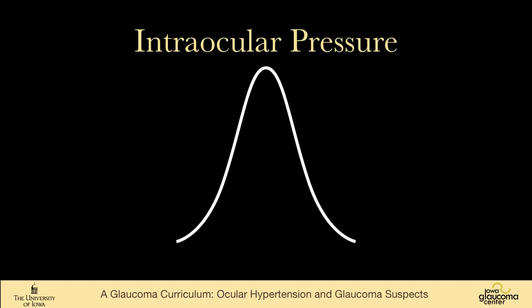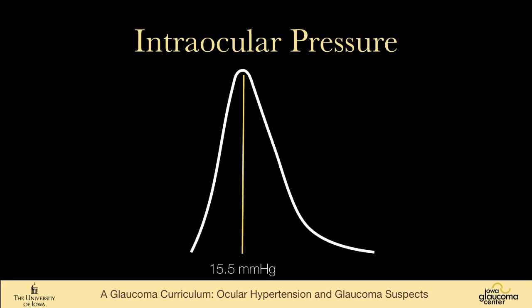So this is what we might imagine the bell-shaped curve would look like, with the peak at 15.5, plus or minus 2 standard deviations would give us this 10 to 21 millimeters of mercury. But in reality, the curve is skewed to the right. There are very few people who have pressures under 10 who have not had glaucoma surgery, and 10% of the population is here above 21 millimeters of mercury.